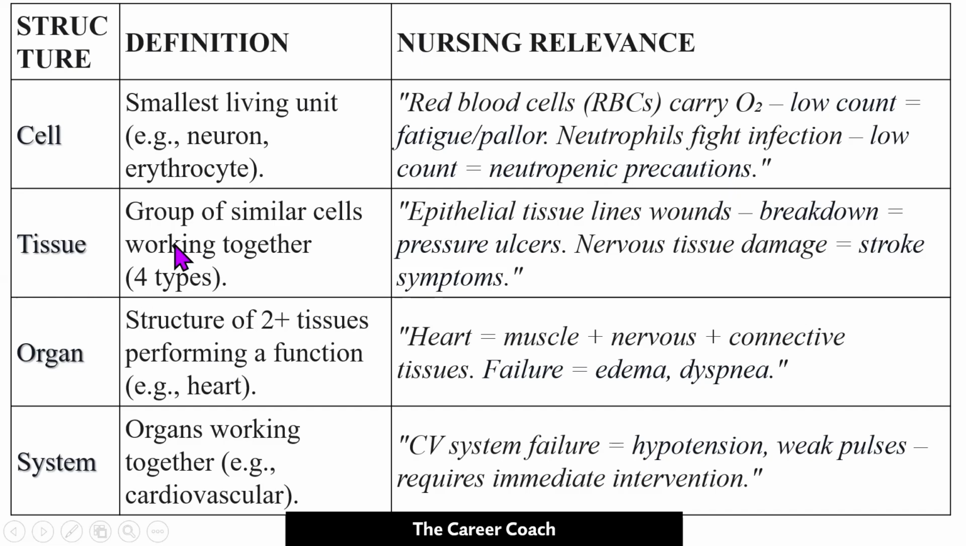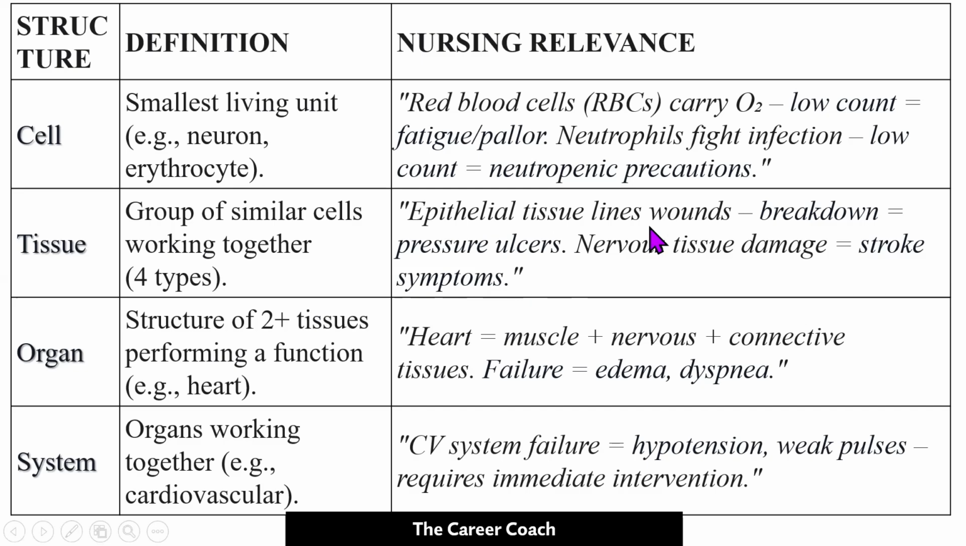Tissues are a group of similar cells working together. There are 4 types: the nervous tissue, the epithelial tissue, the muscle tissue, and the connective tissue. We will discuss the functions at later times.